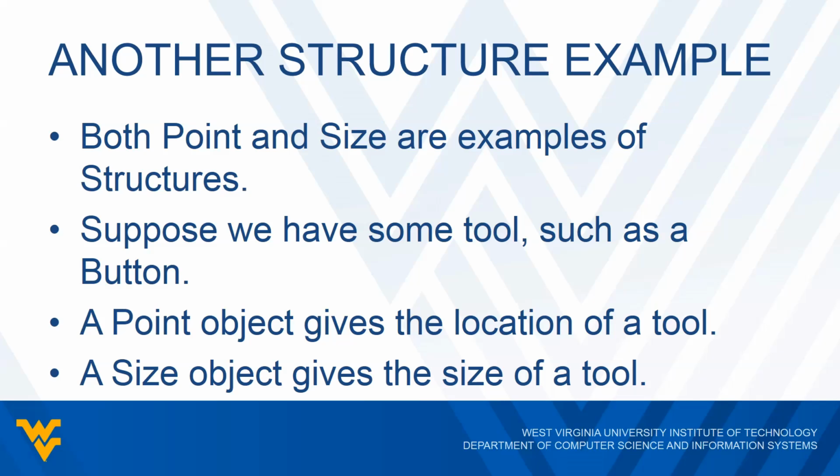And the size object would give us, well, the size of the tool, the width and the height. So the size itself is a structure where we have two values, the width and height. So both of these would be examples of structures.